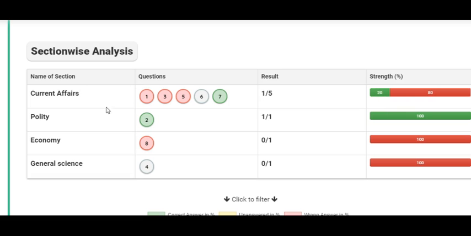So in the section wise analysis, here you can see the strength indicator. For polity, 1 out of 1, so it shows 100% strong. For economy and general science, the weakness is 100%, and for current affairs, out of 5 questions, only 1 is correct, so the strength is 20%. Like that, we provide a strength indicator for each and every section.